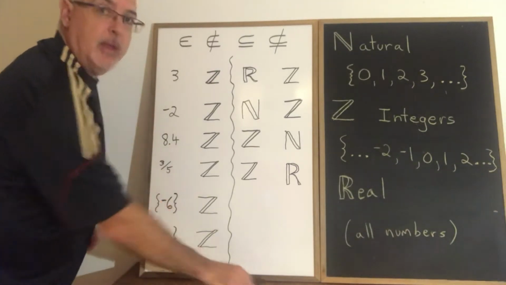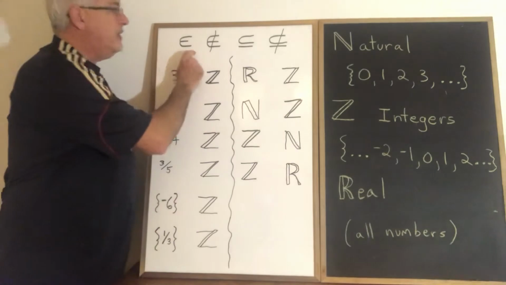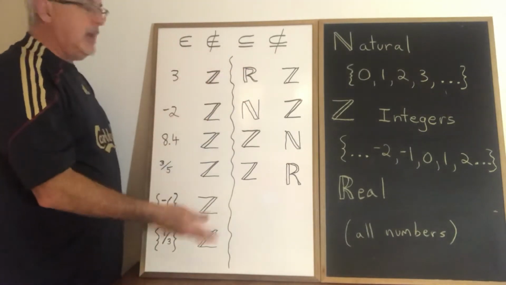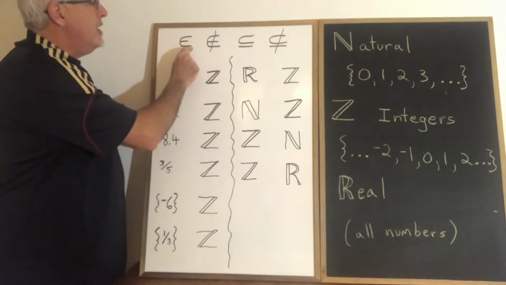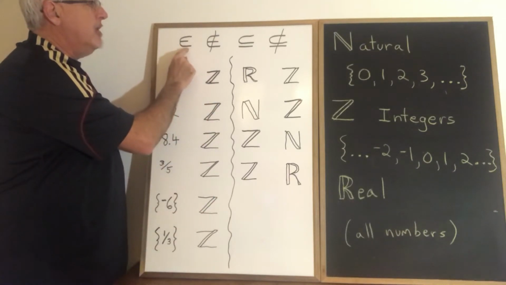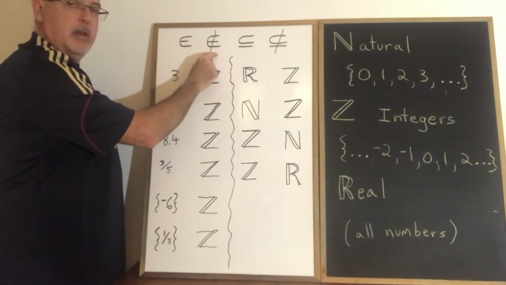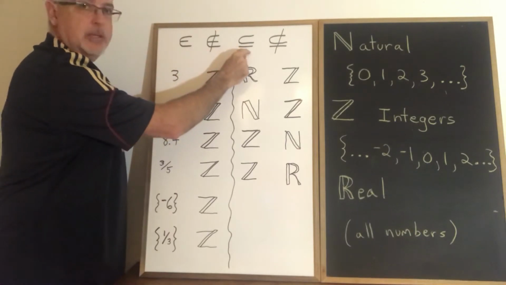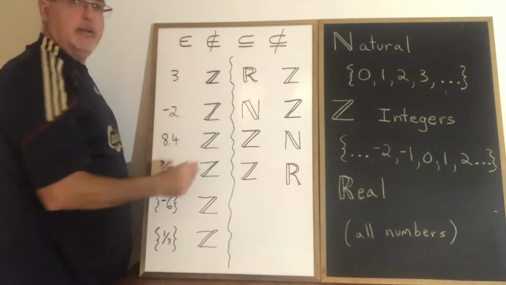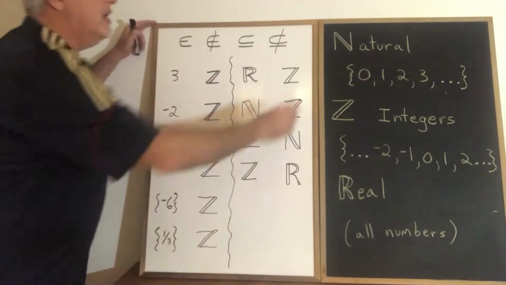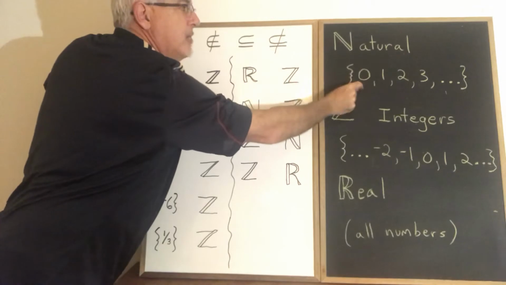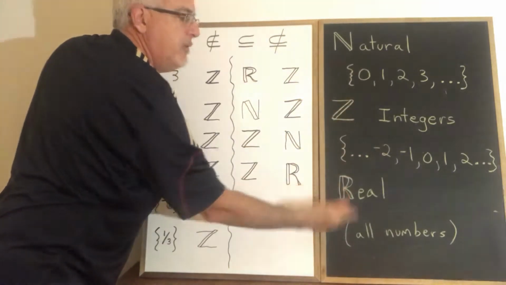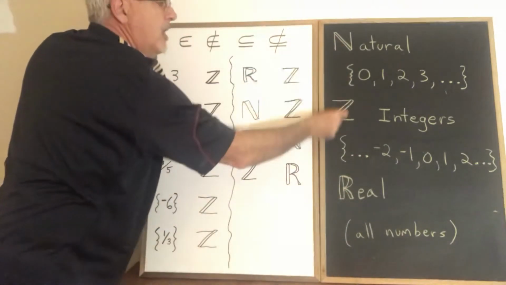Today's Daily Dose of Math is about how to use these four symbols to complete statements where you're asked to fill in the blank. As a reminder, these symbols are: is an element of, is not an element of, is a subset of, is not a subset of. And also as a reminder, I have on my chalkboard information that shows what natural numbers are, what integers are, and what real numbers are. And these are sets.